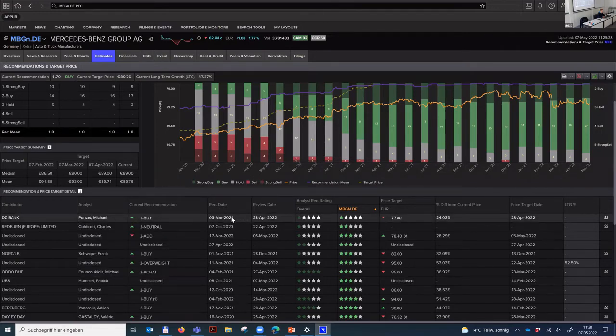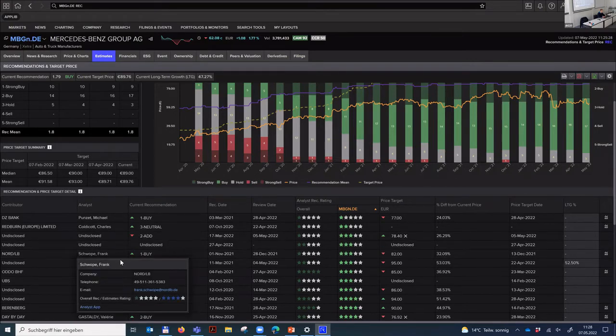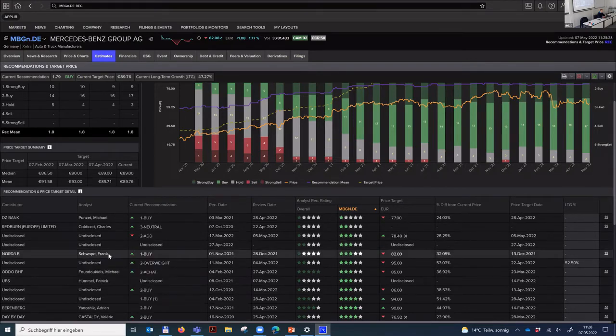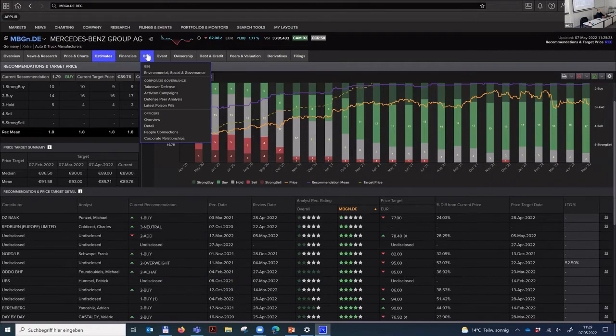So you can really play around with this. There are obviously always some undisclosed analysts that file not for disclosure, which I think is as well not so good, okay? But let's move forward.